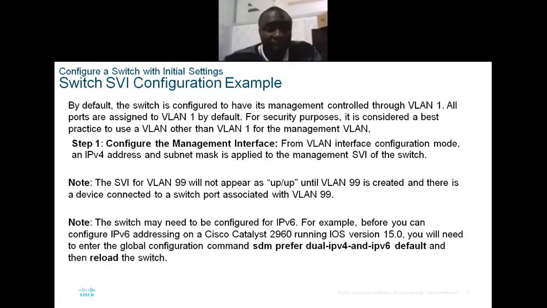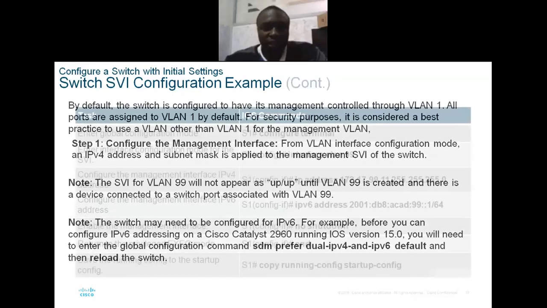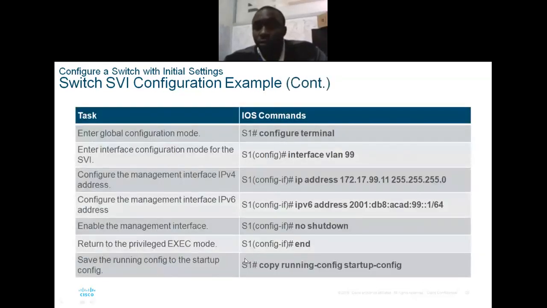So configure the management interface from VLAN interface mode. An IP address and a subnet mask is applied to the management SVI of the switch. So you have to give it an IP address. All these activities, we are going to do as part of our lab, so I'm not going to spend so much time. When we get there, we're going to do it. So this is just an example of how to go about it.